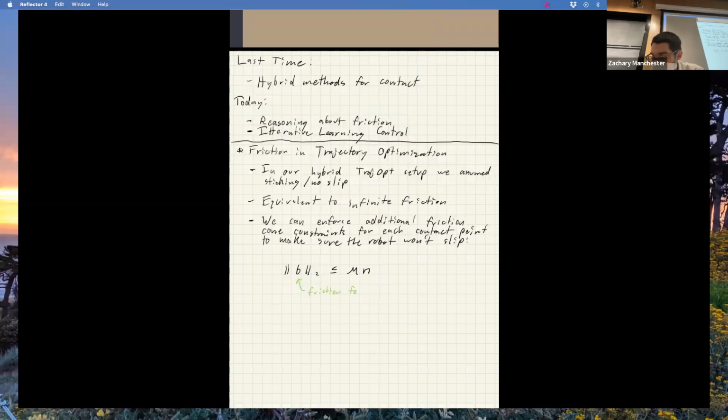So this guy is the friction force, and this is a 2D vector. And then this one is the friction coefficient, so a positive scalar, and then this one is the normal force.